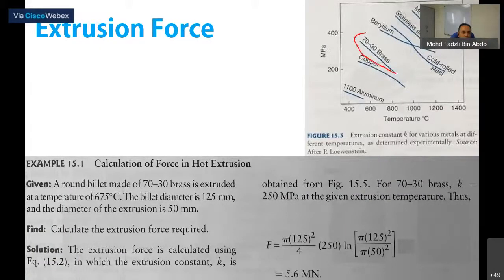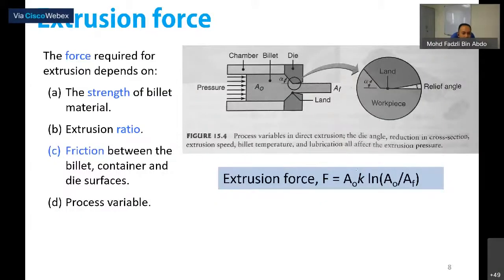Yang ni, kita fokus pada yang ni. And then dia kata, dia akan extrude pada temperature 675. 675, this is 700, lebih kurang sini. Dia 5, and then kita carilah dia punya K. Okay, K dia lebih kurang sini. Ini 300. Inilah dalam 200, setengah dia punya K. Okay, so dia kita dapat K. K adalah yang inilah. Okay.